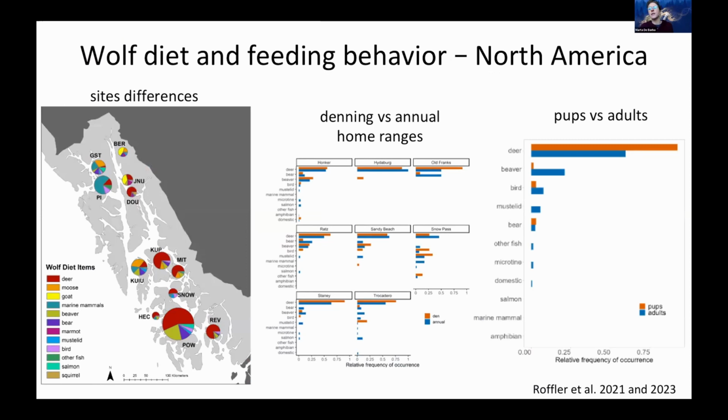But in this case, they went a little bit farther than what we did, because they had more samples, and they also had ecological data in relation to the samples. So they have a lot of metadata for the samples. So they looked at, for example, different feeding behavior between the denning and the annual home ranges, and then differences between pups and adults.